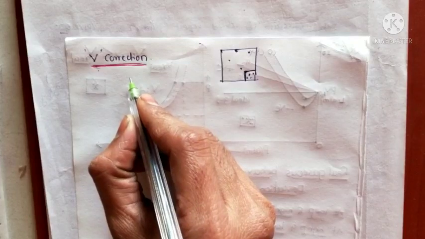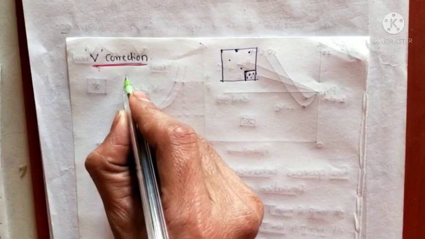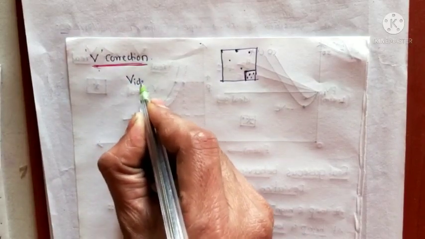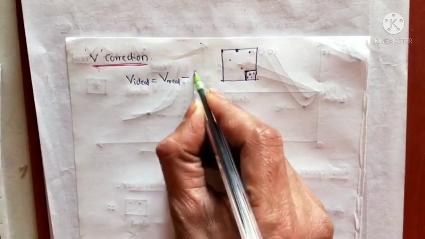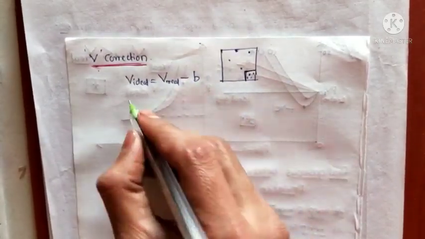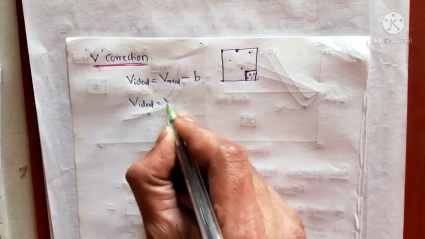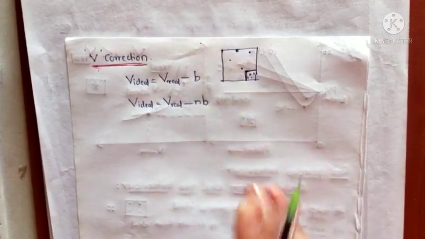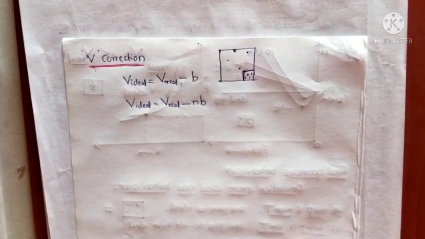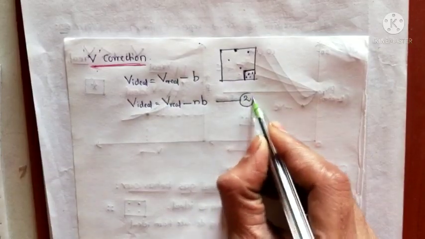So that's why van der Waals suggested a correction factor b. For 1 mole of gas, V ideal equals V real minus b. If you take n moles of gas, V ideal equals V real minus nb. So this is the correction of the volume. This is equation 2, and this is equation 1.